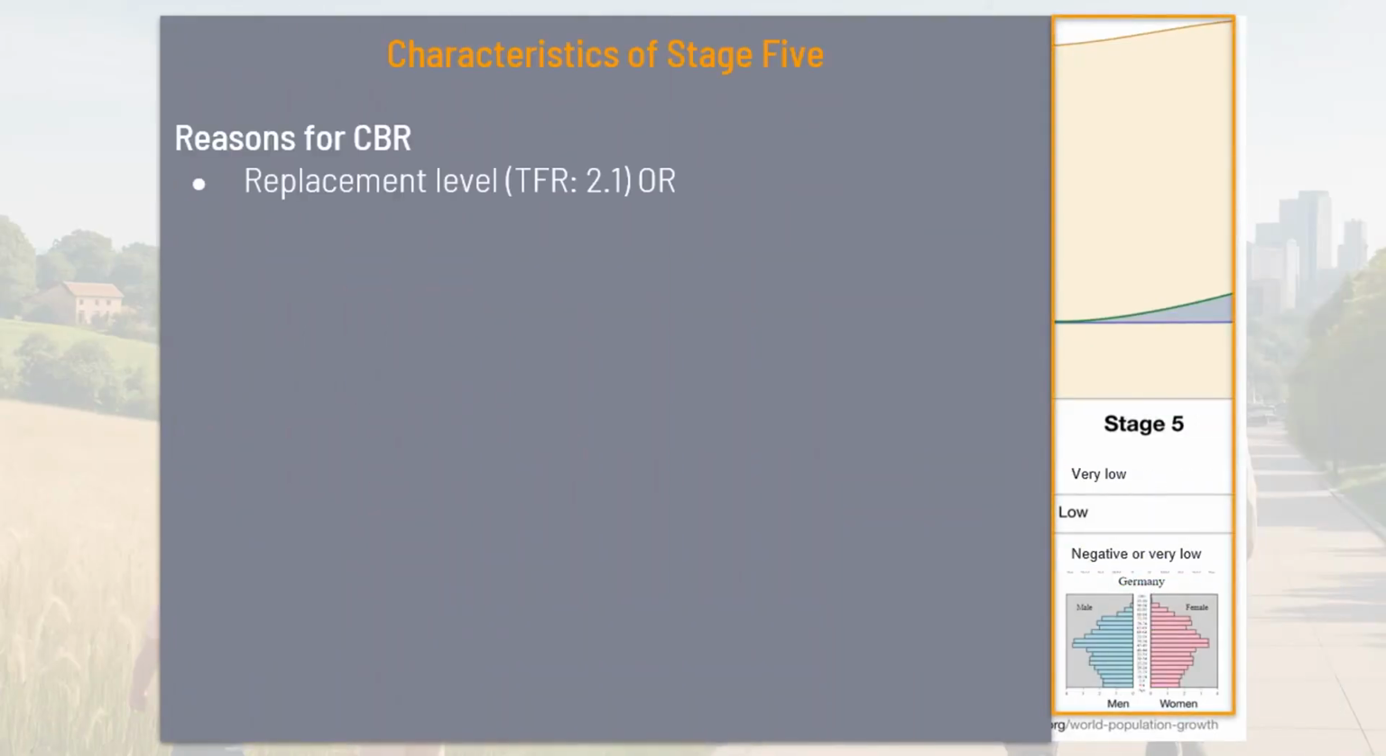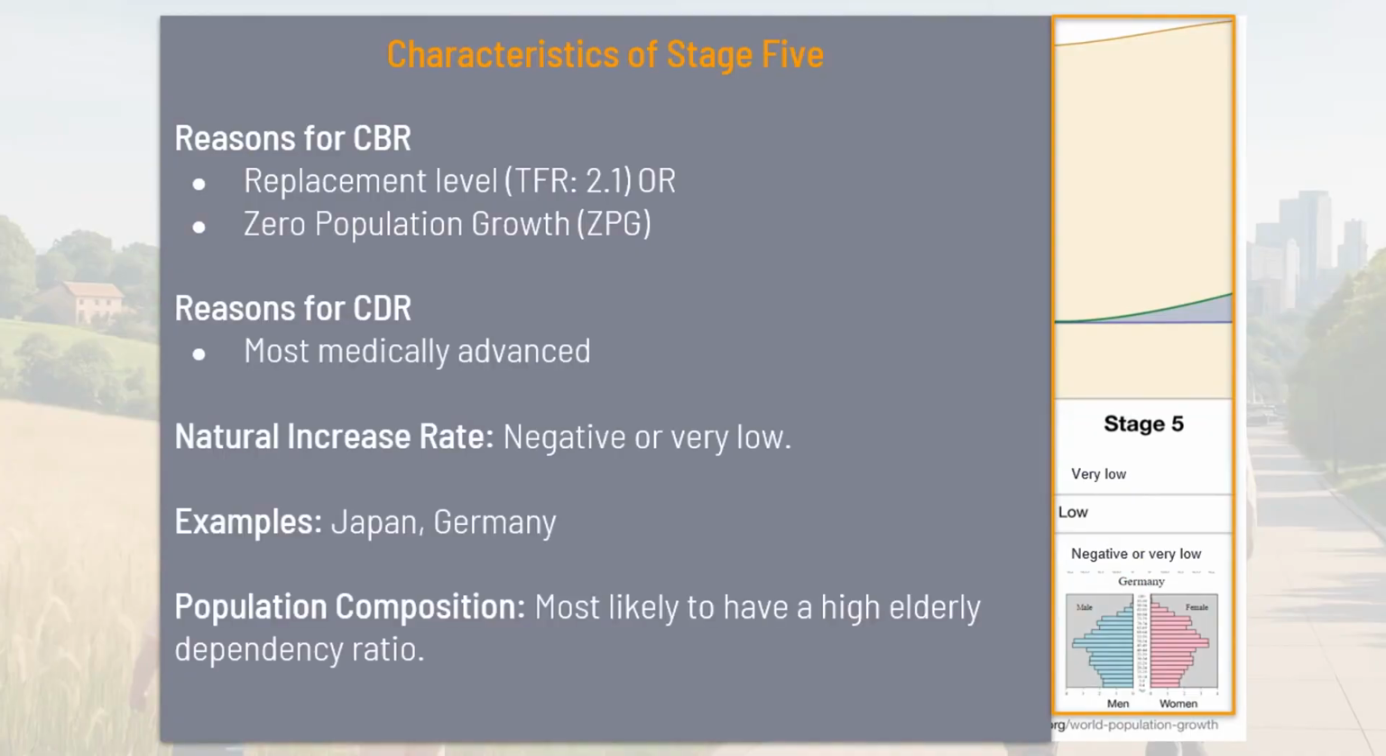Stage 5 is where things get tricky. Some geographers even debate if it should officially be called a stage. Here, birth rates drop so low that they barely reach replacement level, or even sink below it. This means countries may hit zero population growth or even begin to shrink.